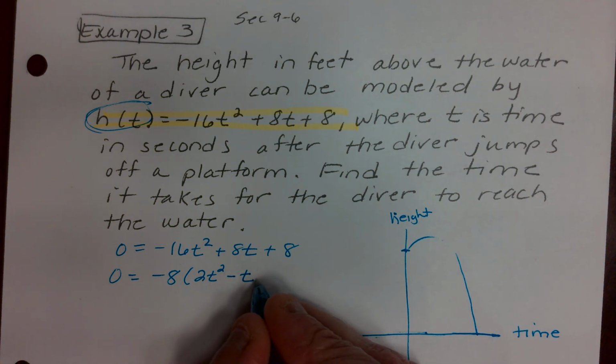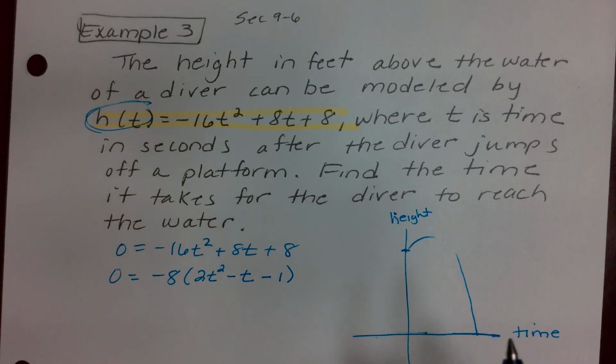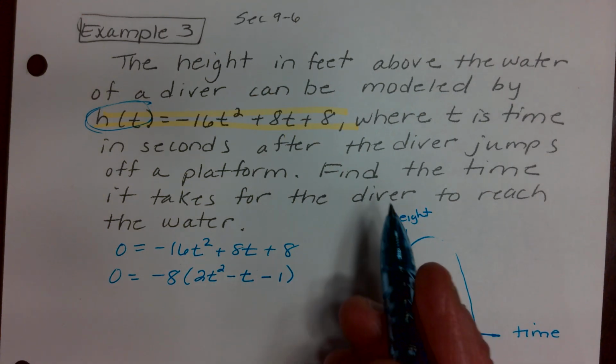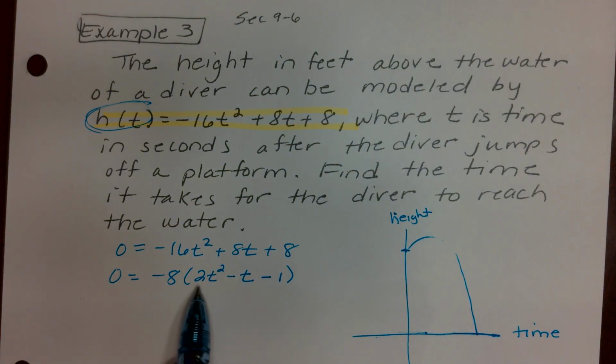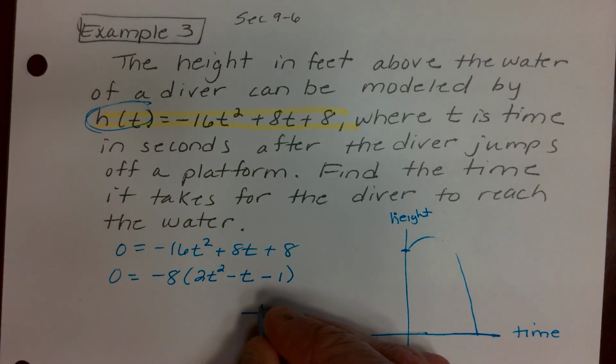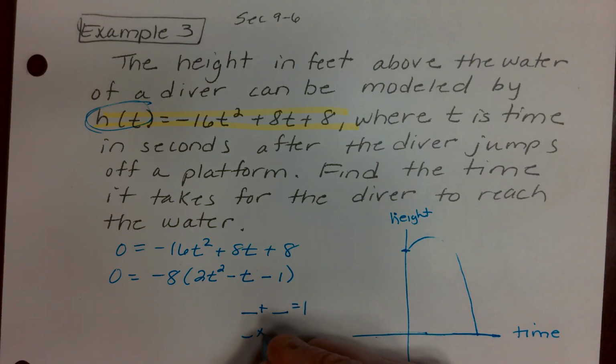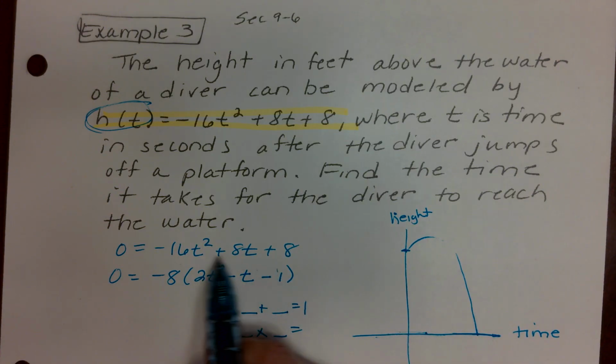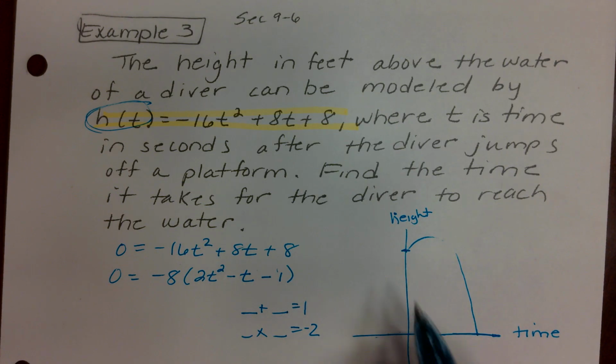Minus t minus 1. And it looks like we got to try a box 2 situation here, don't we? So what plus what equals a -1? And what times what equals a -2? This -8 can just hang out and behave itself out there while we work on this. Okay, so what are we going to put in our little box here?